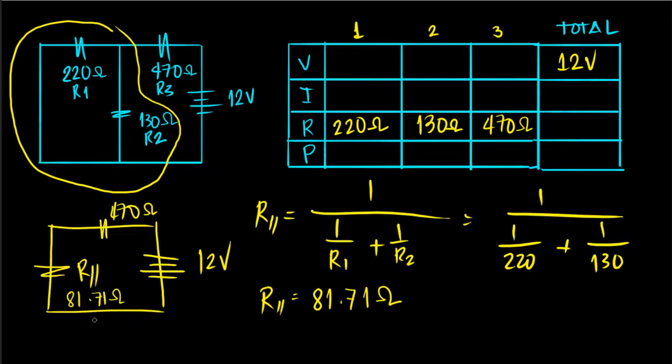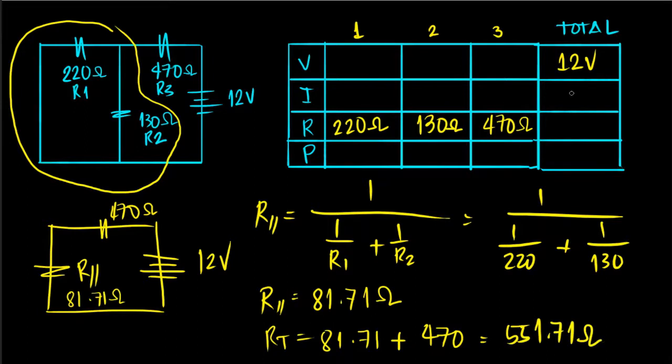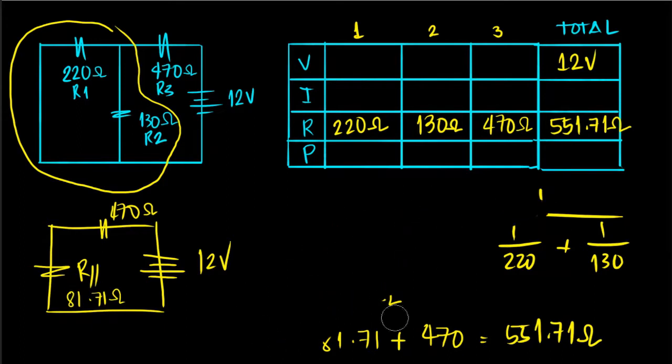And now, series lang siya kay 470. So, ang ato nga R total is 81.71 plus 470, which is equal to 551.71 ohms. So, pwede ko na di siya ibutang. 551.71 ohms. Okay. So, we can get rid of this. Basta nakita nyo na ang solusyon.